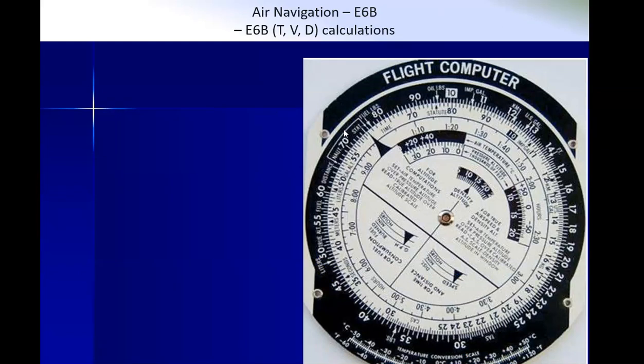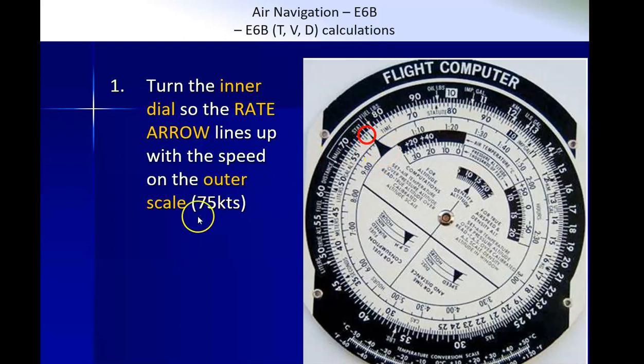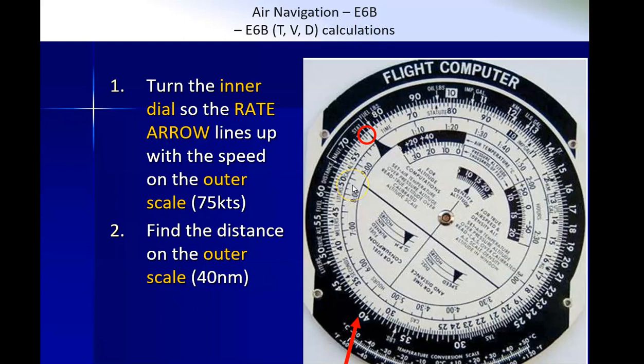But the E6 will in fact do it for you if you use your reference, because that's per hour. Say you're going 75 knots. Well, that's 75 nautical miles per hour. So you would put your index here on the 75. I want to know how long it's going to take me to go 40 nautical miles. So with the index set, just go around and read 40 nautical miles, and then read the minute scale on the inside on the B scale.